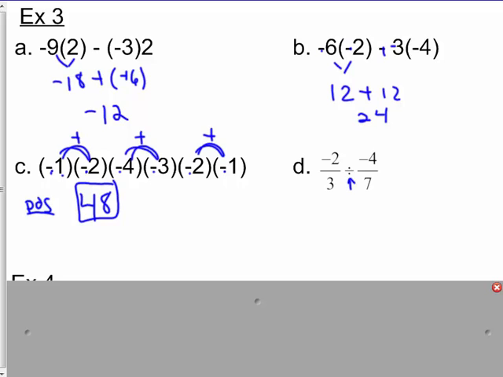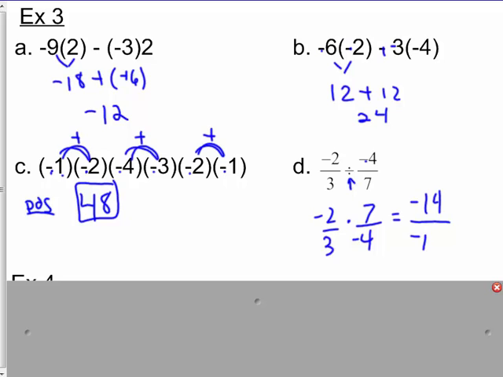In D, I have a division problem. Remember, when we divide, we multiply by the reciprocal. The reciprocal is, of course, when I flip the negative 4 sevenths and I make it negative 7, or negative 7 over 4. I put the negative on the bottom there.